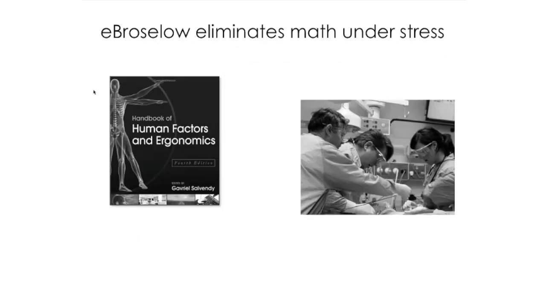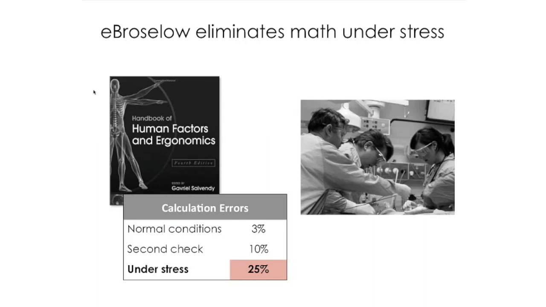So here's a book, and you guys are used to looking at medical books, but this is interesting. It's actually an engineering book, and they're talking about humans, like all of us in the room. They studied human error when it comes to mathematics. And they found that under normal conditions, there's about a 3% error. Even when people second-check somebody's math, it's consistently about a 10% error. But the most startling is that under stress, the error rate for humans is 25%.